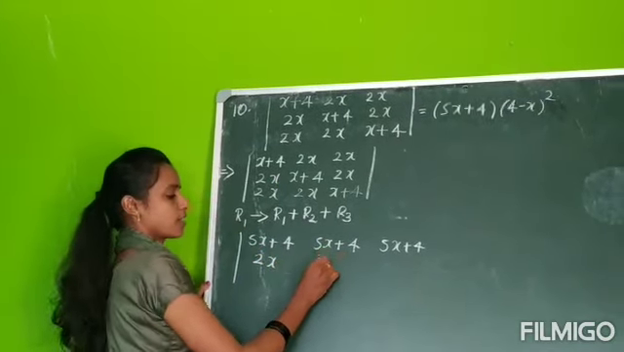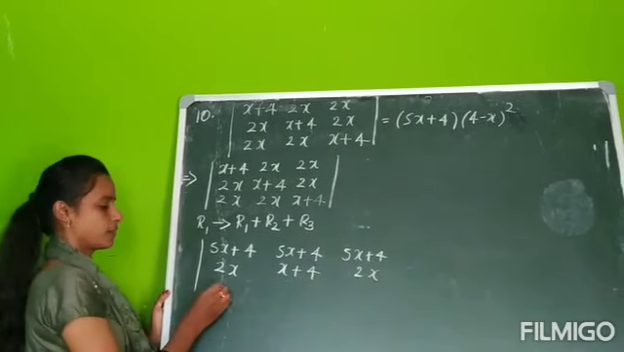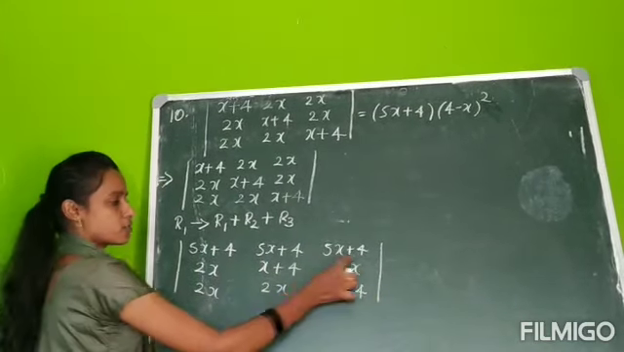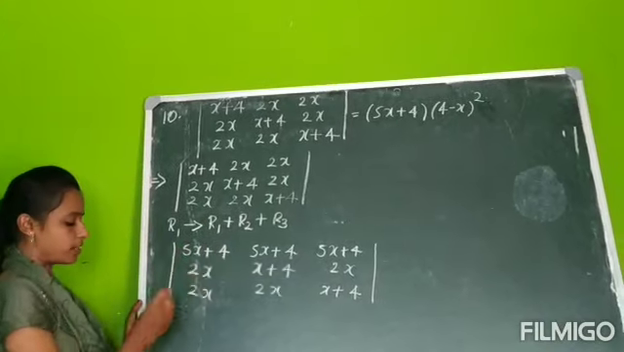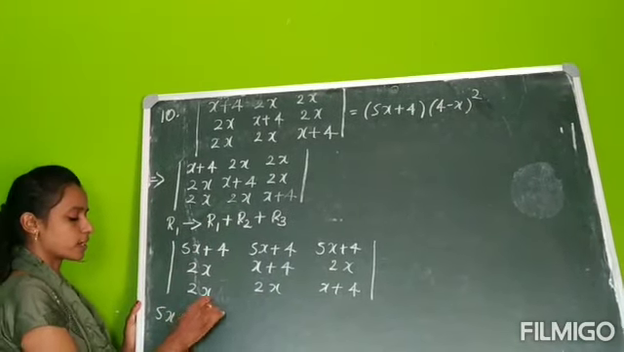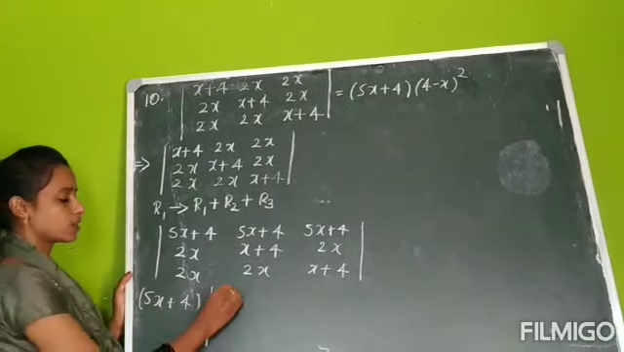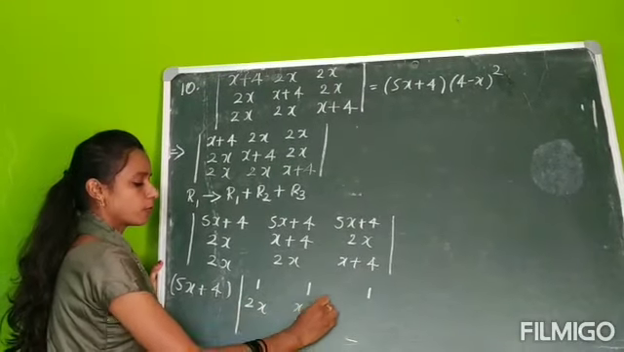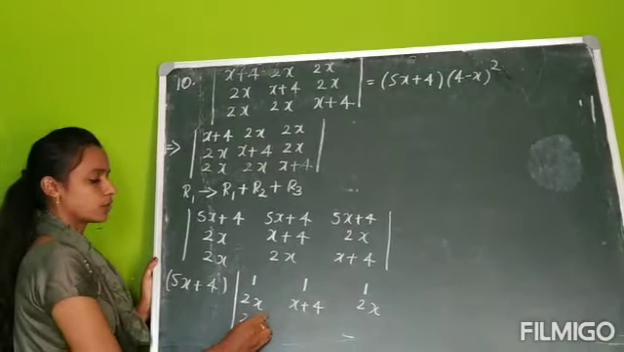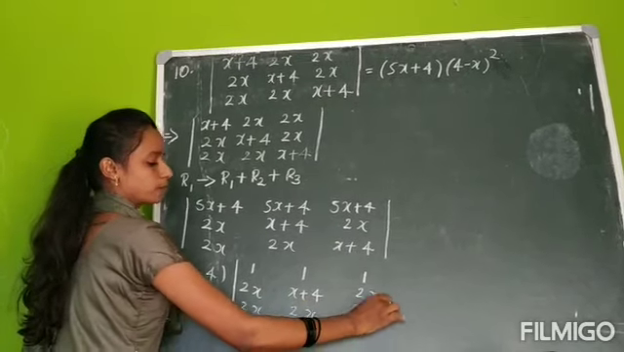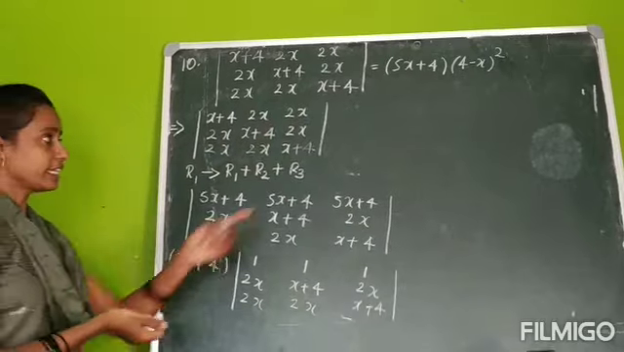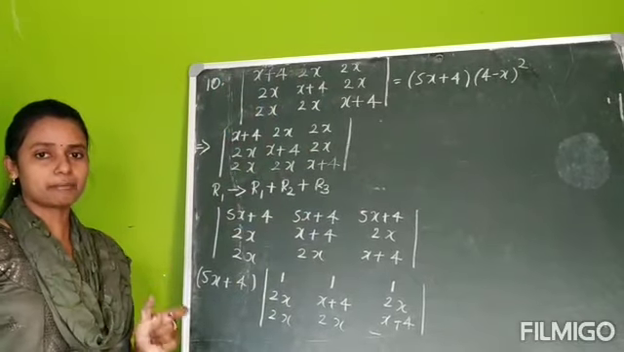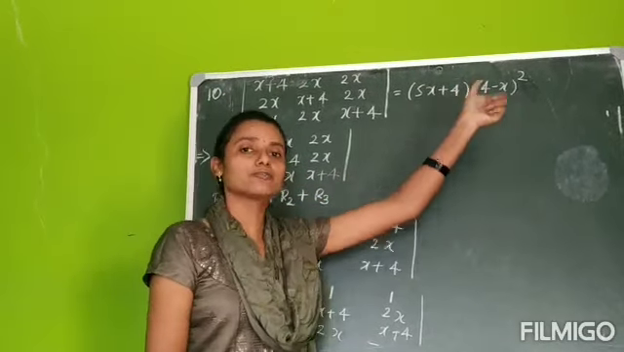That is 2x, x plus 4, 2x; next is 2x, 2x, x plus 4. Now in the first row you can take 5x plus 4 common. If I take 5x plus 4 common, the remaining in row 1 is 1, 1 and 1. The next two rows are 2x, x plus 4, 2x; 2x, 2x, x plus 4. What we need in the second factor is 4 minus x all square, that means you should get 4 minus x into 4 minus x.